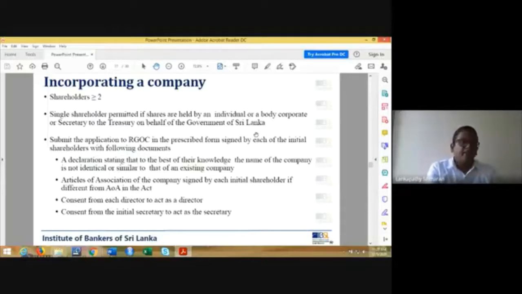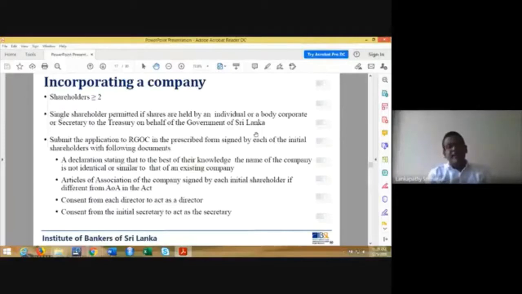For example, there's an existing company called XYZ company. Then we can't incorporate another company by giving the same name, XYZ company. Or like the XYZ company, it's also not allowed if the names are exactly identical. So what they have to do is submit a declaration stating that, to the best of their knowledge, the name of the company is not identical or similar to that of an existing company. Who has to sign? The initial shareholders have to sign and give.